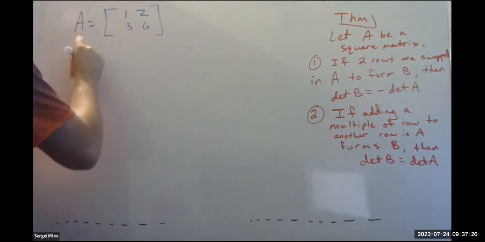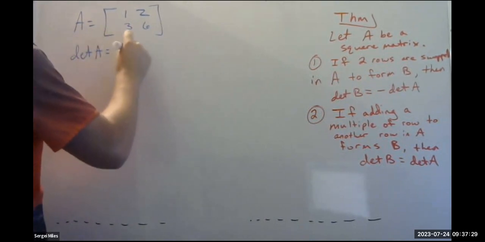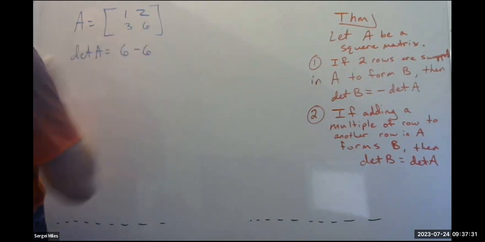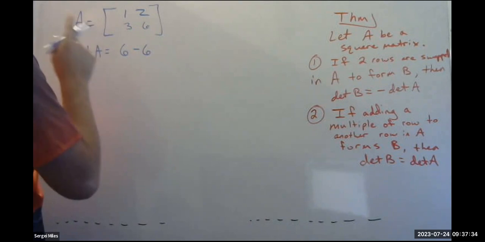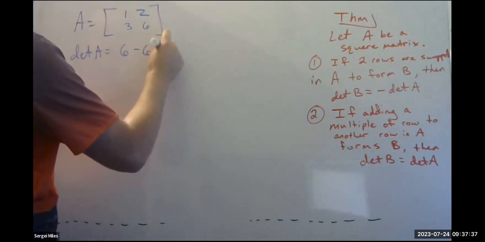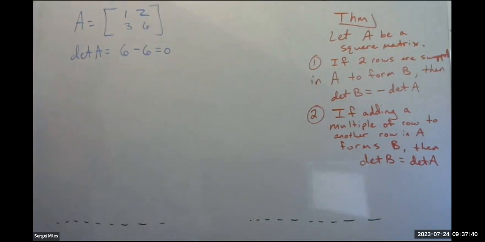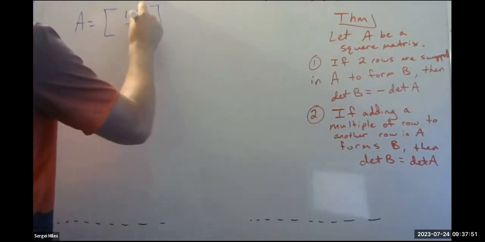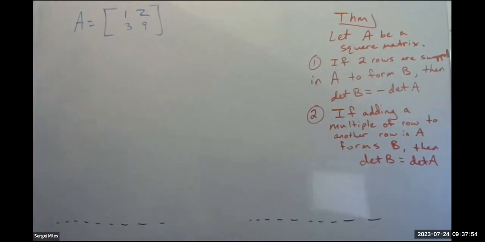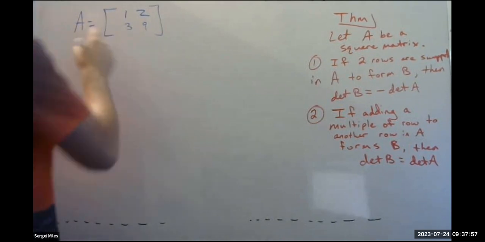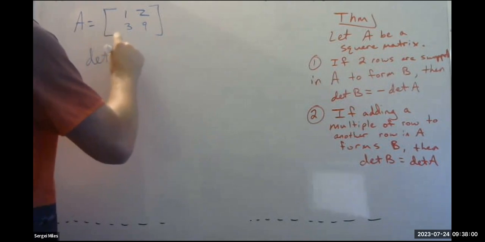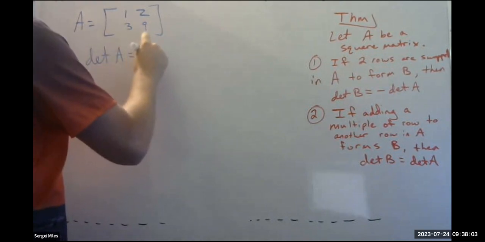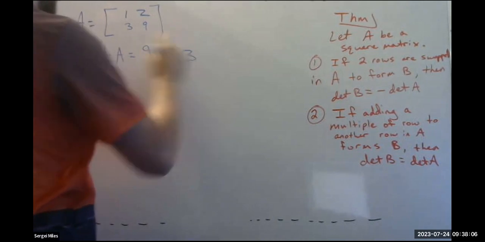All right, so what's our determinant then for the matrix A? We're going to have 6 minus 6. Oh, you know what? Well, no, that's fine. We're going to get a determinant of 0. Actually, this is a bad example. Hold on, let me change this a little bit. Let me make this 3, 9. All right, the matrix A is now 1, 2, 3, 9. Now what's our determinant? Well, now our determinant is 9 minus 6. We get a determinant of 3.